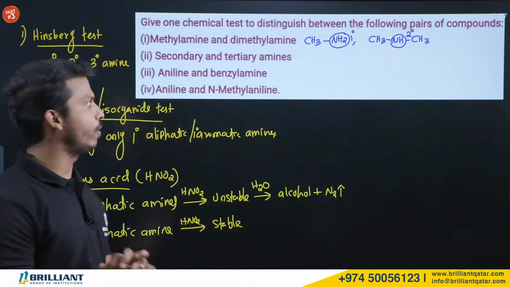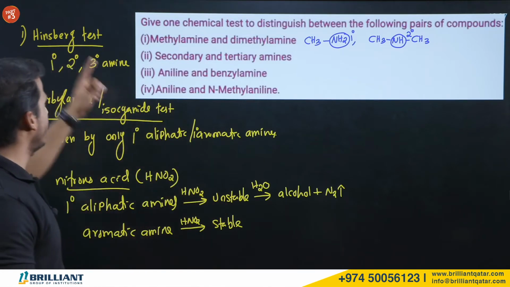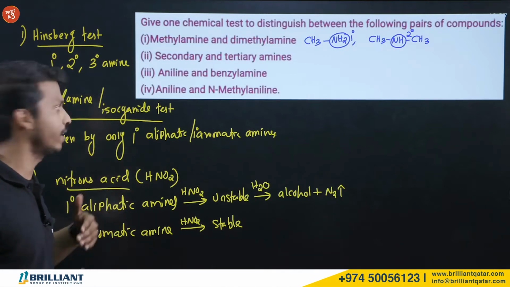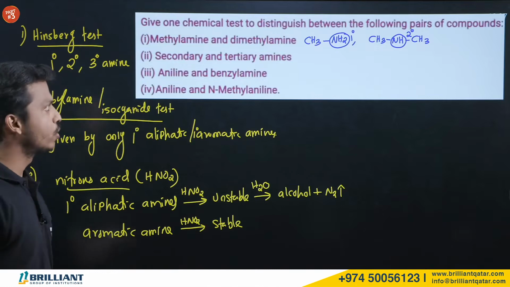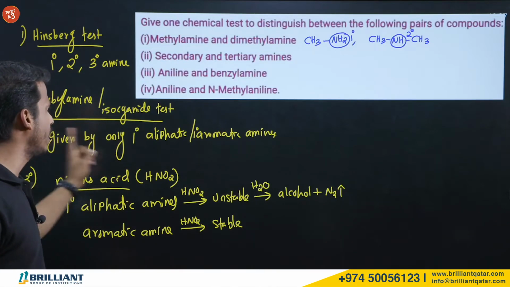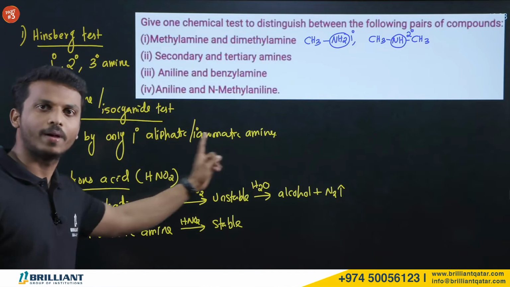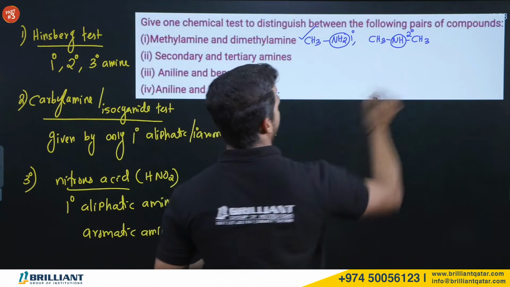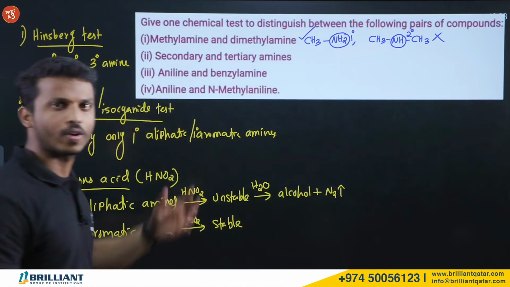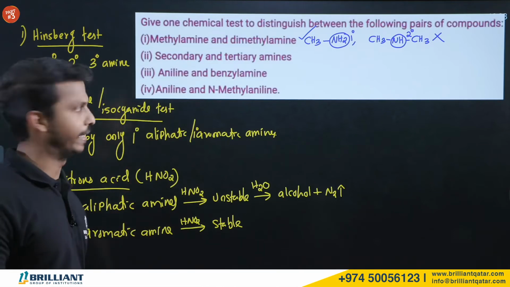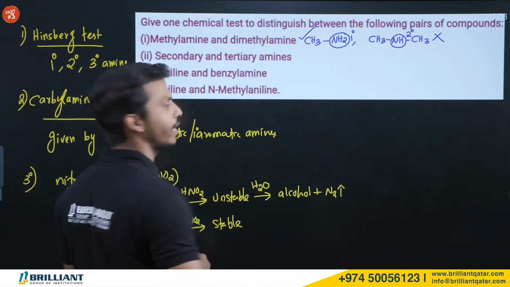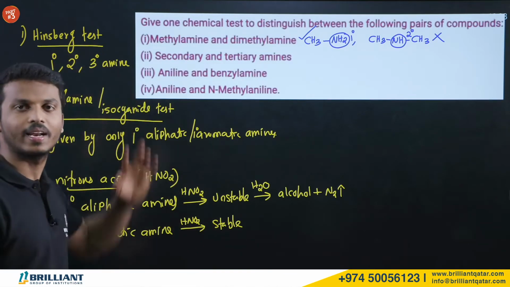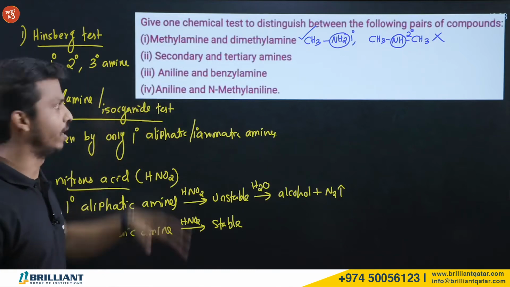How we can distinguish between a primary and secondary amine? We can use Hinsberg test, which we can discuss later, and carbylamine test also. So what is carbylamine test? Carbylamine test is only given by primary aliphatic and primary aromatic amines. One is secondary, so it won't give the carbylamine test. So carbylamine test or Hinsberg test can be used. Next, how we can distinguish between secondary and tertiary amine? We can use Hinsberg test.